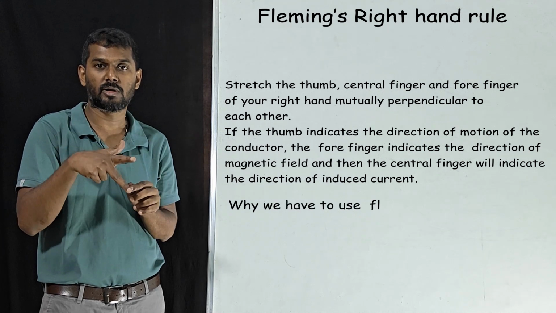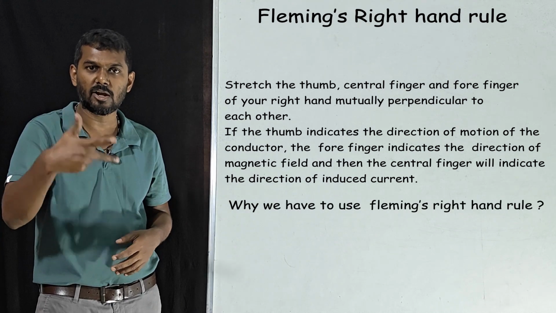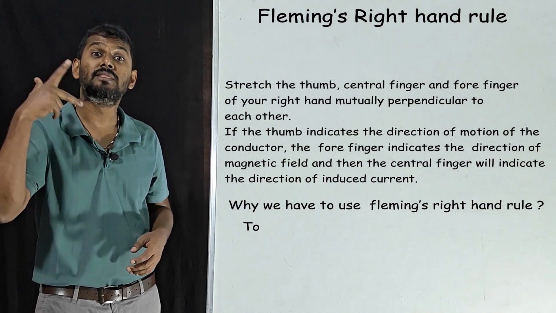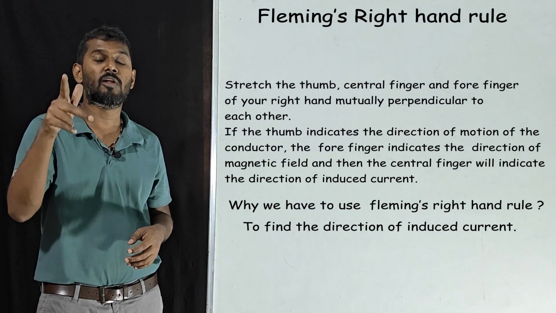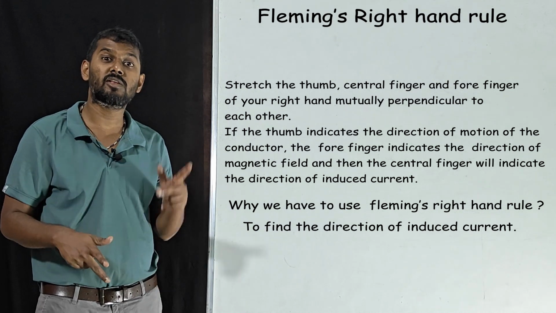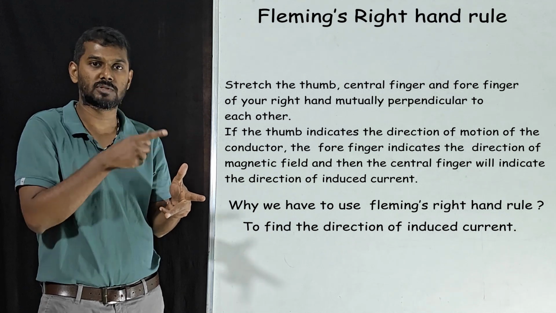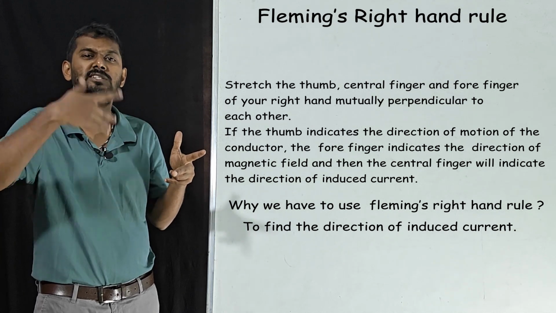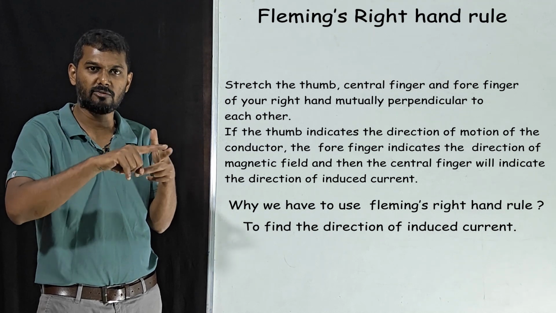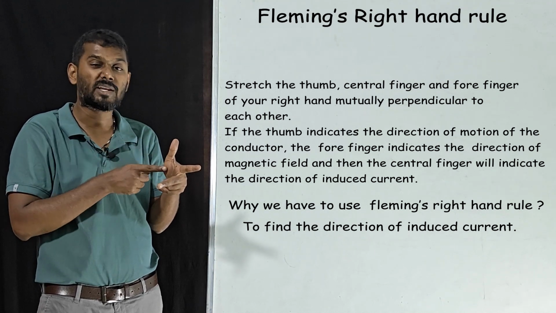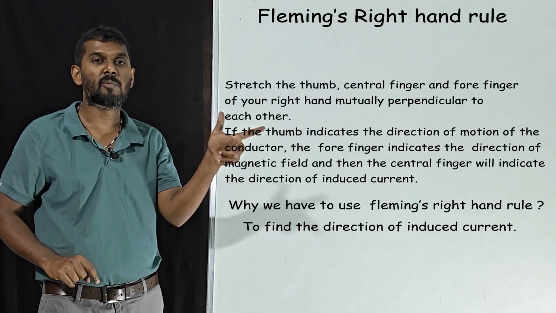This is very important. Whenever we are using Fleming's right hand rule, we are going to find the direction of induced EMF. That is the aim of using Fleming's right hand rule. Why are we using Fleming's left hand rule? To find the direction of force. Whenever there is an electric field and magnetic field, a force will be generated. The direction of force we are going to find using Fleming's left hand.